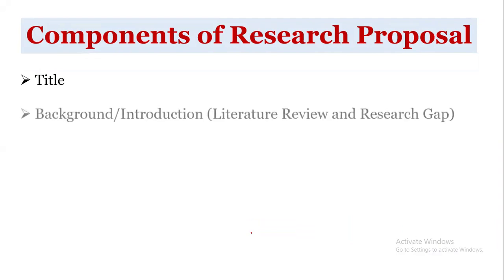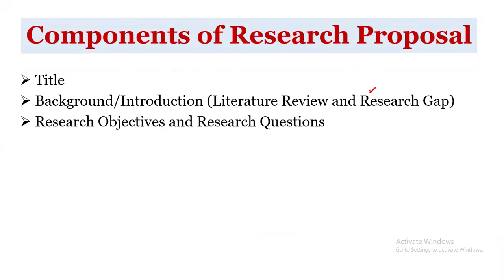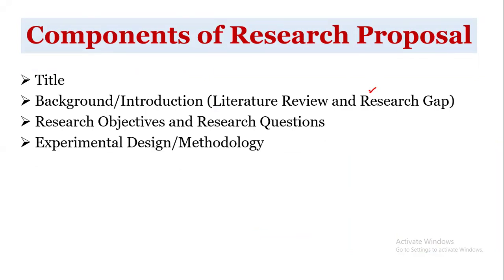So the key components of a research proposal include the title, and in my coming slides, I will definitely discuss these components one by one, that is, which type of information you should include in each section. So the first component is the title. The second one is background, introduction, or literature review, in which we describe the research gap or the purpose of our research. The third heading is research objectives and research questions, which sometimes we can merge, or sometimes we can simply list the research questions. Then experimental design or methodology, that will be the stepwise description of your project.